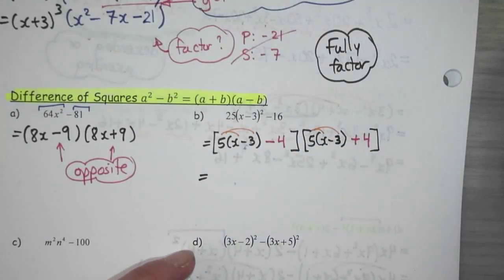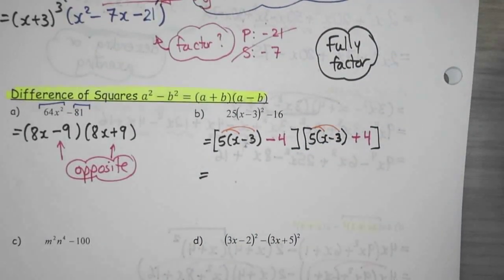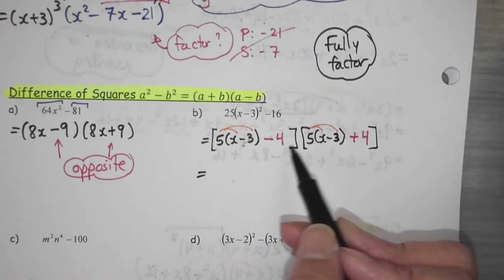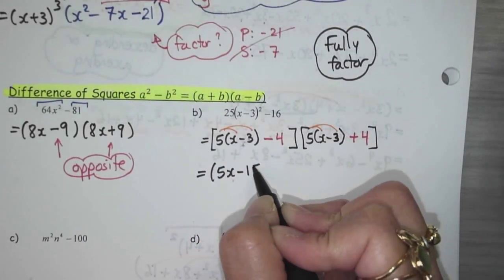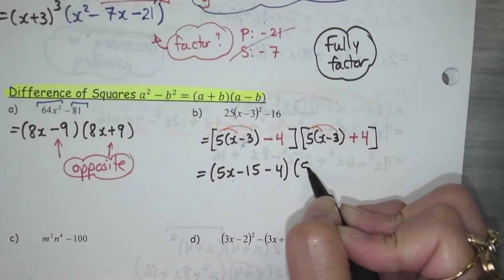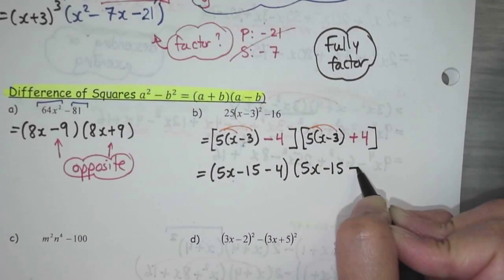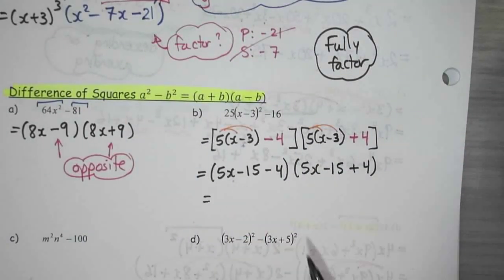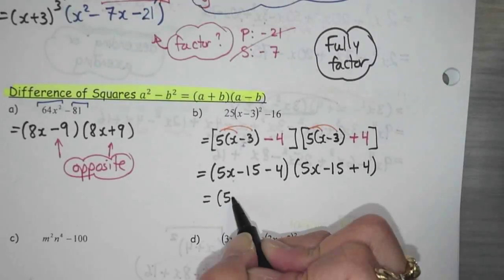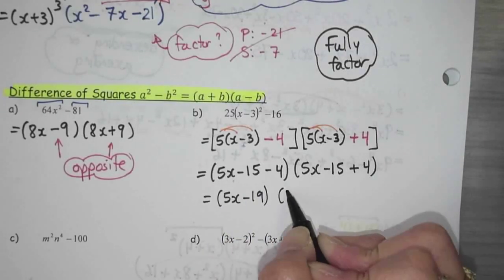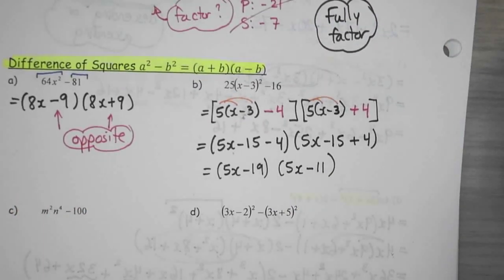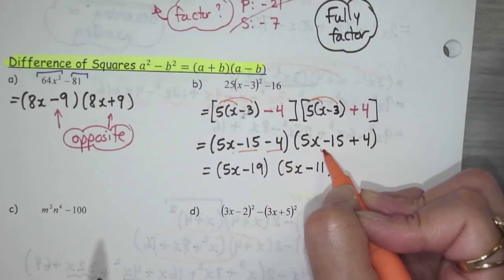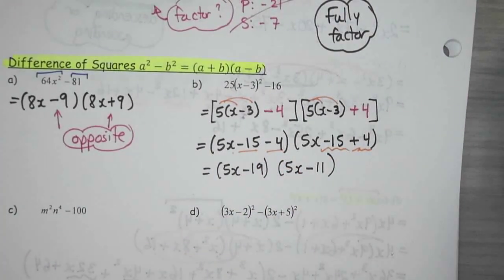In this part here, I'm checking on your collecting like terms and your algebra skills. So the first page of examples, I don't need too much because you're already doing so much of it here. So we go 5x minus 15 minus 4, 5x minus 15 plus 4. And this will be 5x minus 19 and 5x minus 11, when you collected your like terms in the bracket.